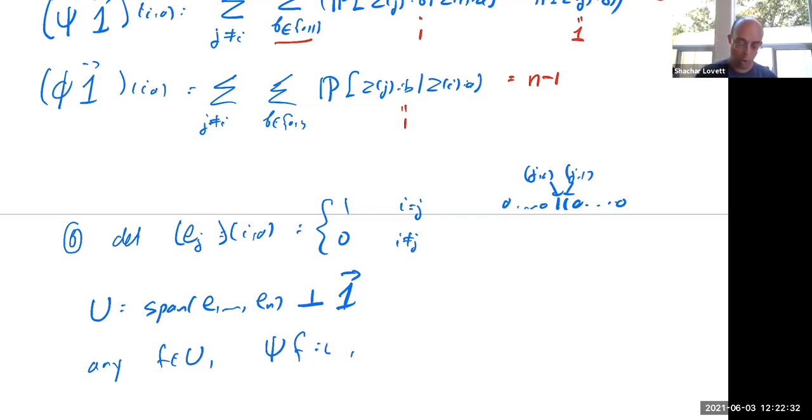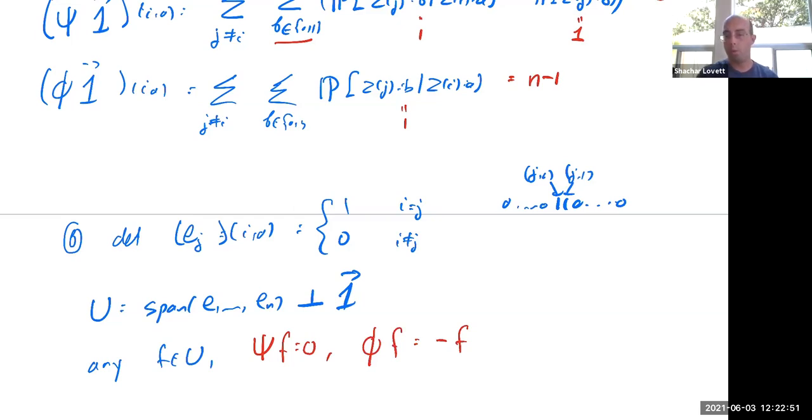Again, I won't do the calculation here, but I'll just tell you what the result is. So here's what you get at the end. By doing the similar calculation, you get that psi F is 0 and phi F is minus F.